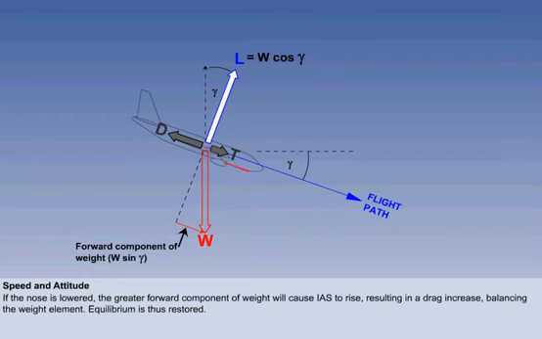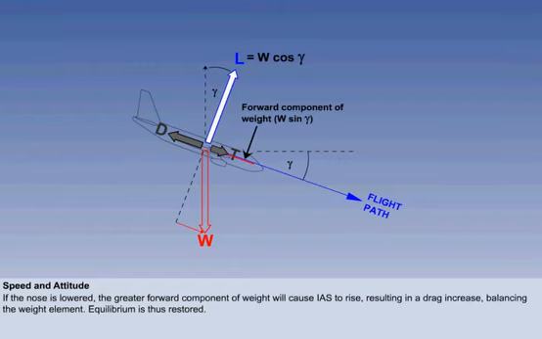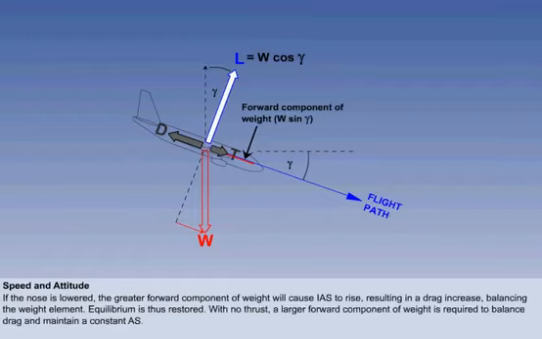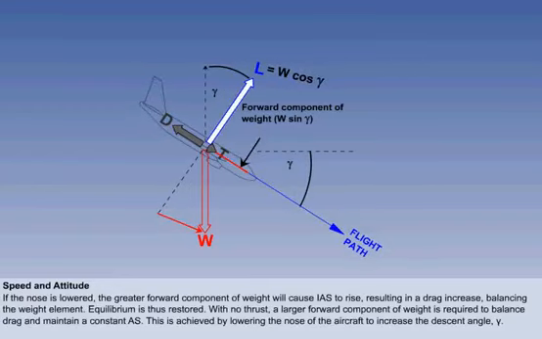If the nose of the aircraft is lowered with a constant thrust setting, the increased forward component of weight acting forward along the flight path will cause an increase in IAS. This increased IAS will result in a rise in drag, which will eventually balance the weight element, at which point equilibrium is restored and the speed will stabilize. If the throttles are closed, the thrust force is removed, and a larger forward component of weight is required to balance drag and maintain a constant IAS. This is achieved by lowering the nose of the aircraft to increase the descent angle, gamma.